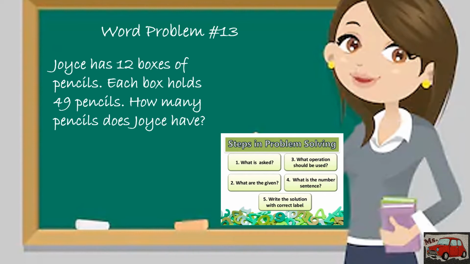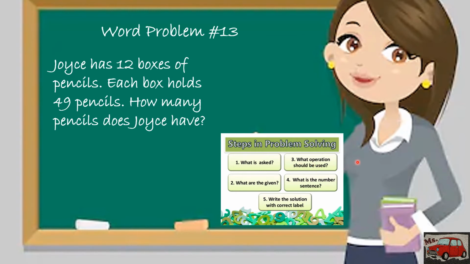Word problem number 13. Joyce has 12 boxes of pencils. Each box holds 49 pencils. How many pencils does Joyce have? So let's use these steps. So first we have what is asked. So the question is, how many pencils does Joyce have? Second, what are the given? So we have 12 boxes of pencils and each box holds 49 pencils. So ibig sabihin, merong 12 na boxes at bawat box merong 49 pencils sa loob.